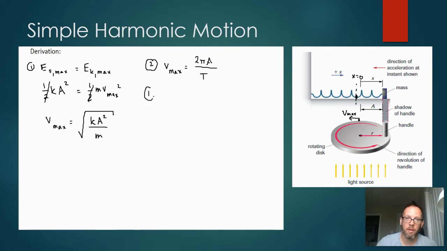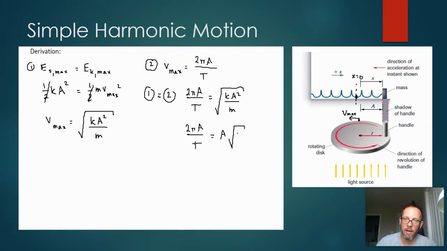If we equate 1 and 2 here, we get 2 pi A over T equals the root of k A squared over m. We can make some simplifications. Looking at the right-hand expression, notice you have an A squared inside. If you square root A squared, you get A. So we have A, and we still have the root of k over m. Now we have a factor of A on both sides, which is pretty cool.